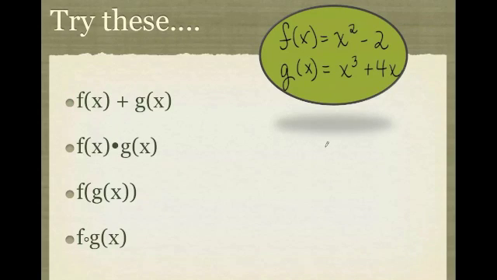Okay, let's try these. f of x plus g of x means that we're just going to add the two functions, and remember to combine like terms. So f of x is x squared minus 2, and g of x is x cubed plus 4x. There are no like terms there, so I'm just going to write the terms in decreasing order.